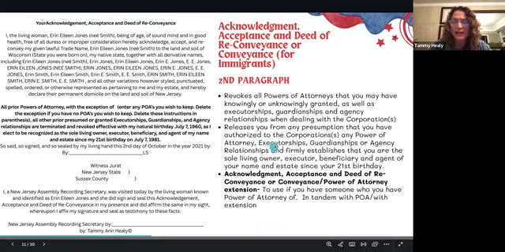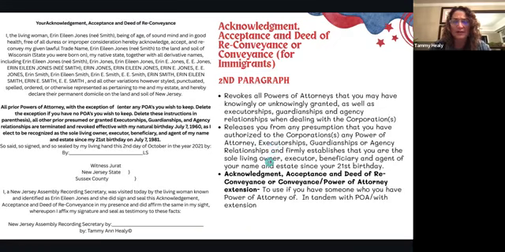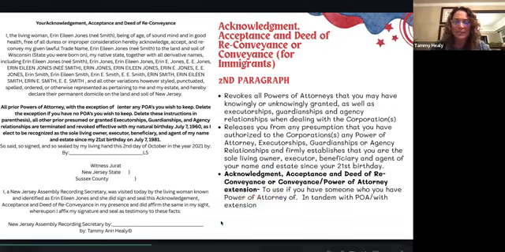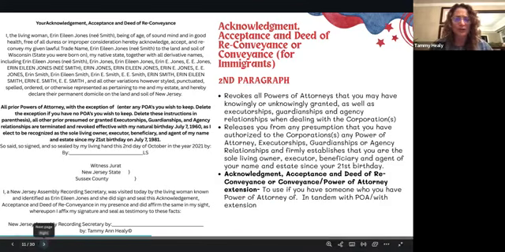It also releases you from any presumption that you have authorized to the corporations, any power of attorney, executorships. Oh, I already read that. Sorry. Acknowledgement, acceptance, and deed of reconveyance or conveyance, power of attorney extension. And this is an extension. It's for anyone who wants to use it if you have someone who you have power of attorney of, in tandem with power of attorney with extension. Okay, so if you have power of attorney over somebody, you would have to do an extension to this.